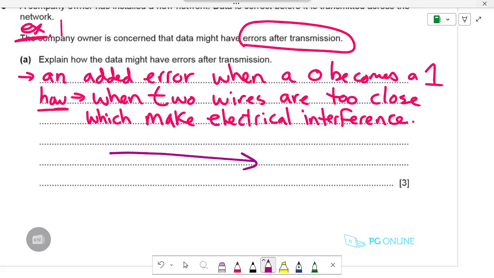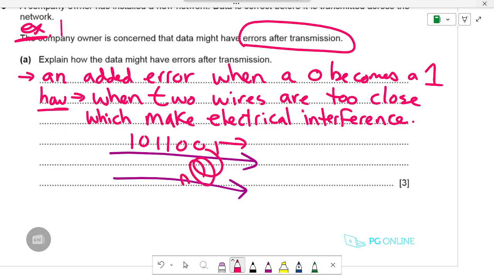For example, I have 2 wires. And then this is some data. Boop, boop, boop, boop, boop. But as this data is transmitting, it induces some interference in here. And then maybe this guy becomes a 1 instead of a 0. This is called add or lose data. Is this add or lose data?